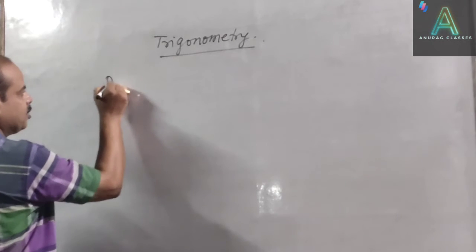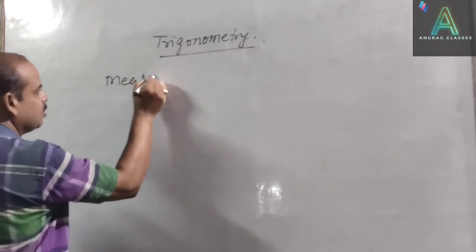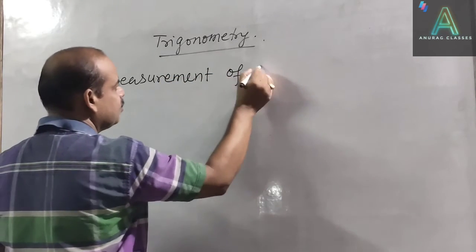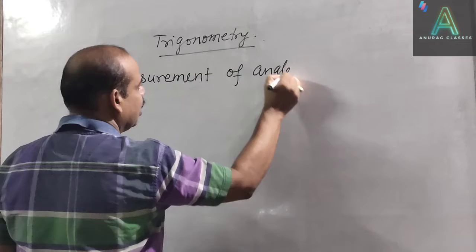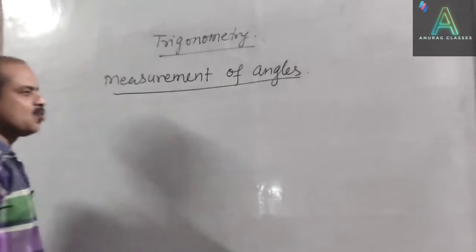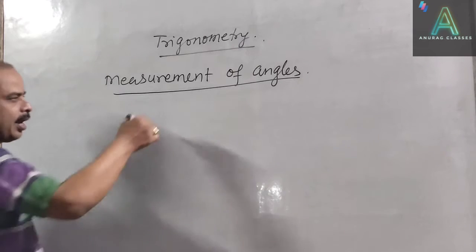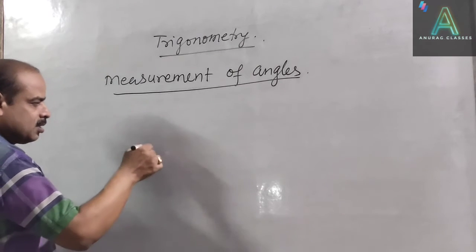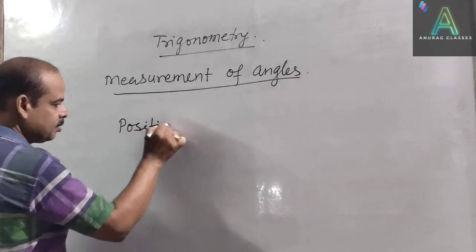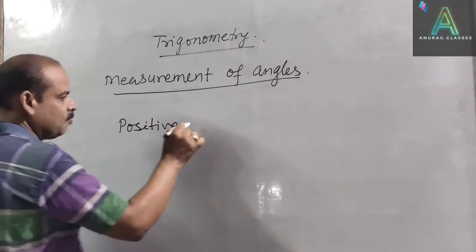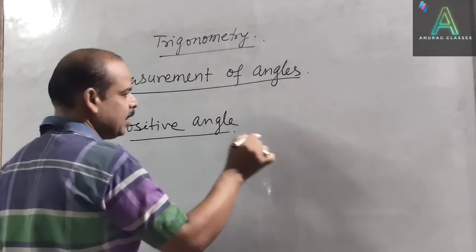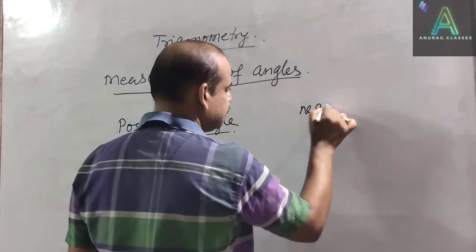I am starting with the chapter Measurement of Angles. First of all, know about angles. There are two types of angles according to trigonometry measurement. First is positive angle and second one is negative angle.